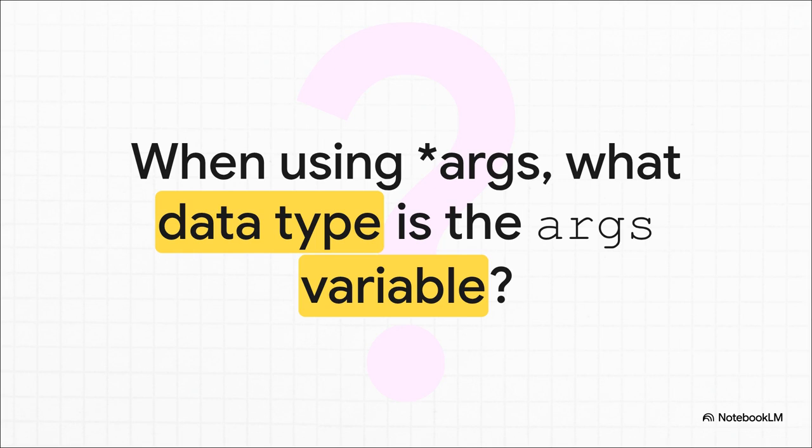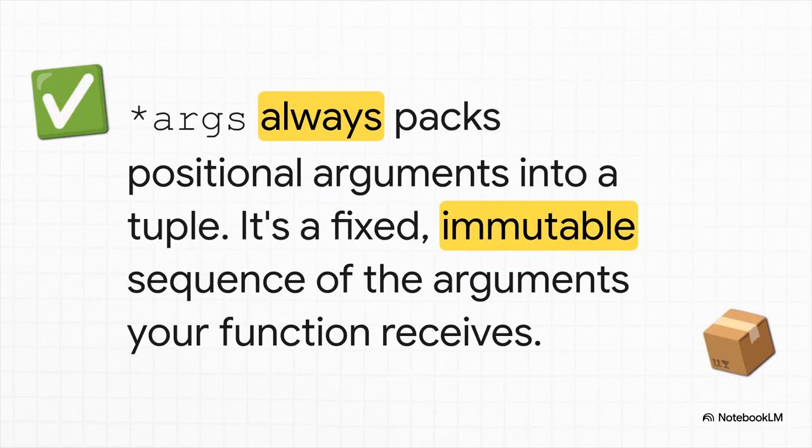All right, quick knowledge check. Let's see if that last part stuck. When you use args to slurp up all those positional arguments, what data type does Python pack them into inside the function? Is it a set, a tuple, a dictionary, or a list? And the answer is B, a tuple. That's right, it's always a tuple.